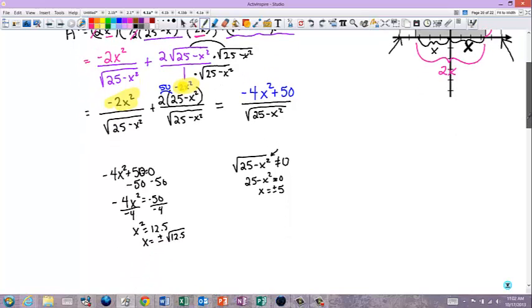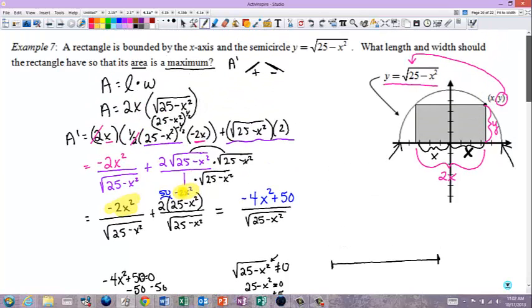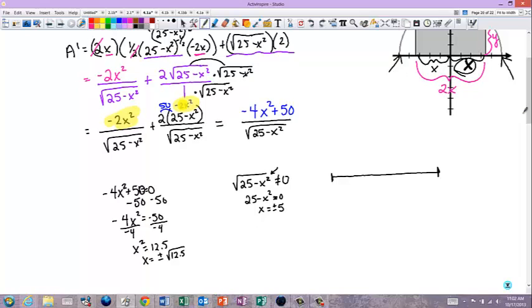So I get x equals plus or minus the square root of 12.5, so I'm going to do a sign graph. And my x value is actually going to be, I can just use this positive one, because whatever I get for the positive one, the negative one's going to be the same. So I'm just going to use the positive square root of 12.5. And I've got negative 4x squared plus 50 over the square root of 25 minus x squared. That's my A prime. If I fill in 0, I'm going to get 50 on the top and 25 on the bottom. That's 2, so that's positive.